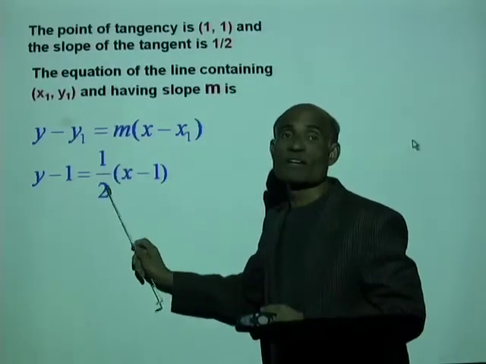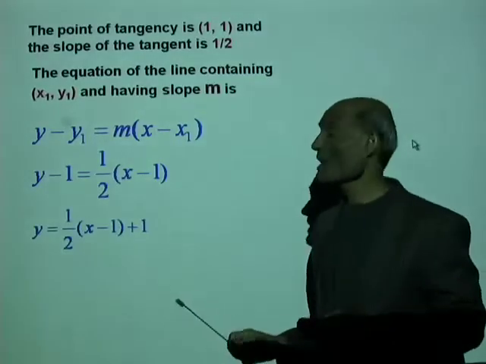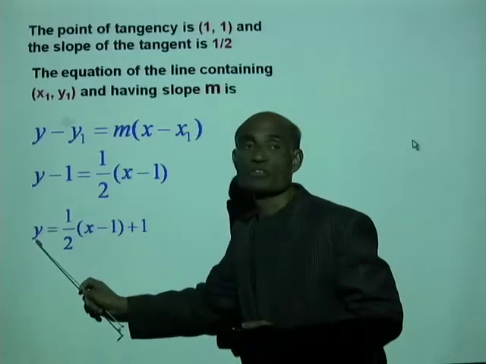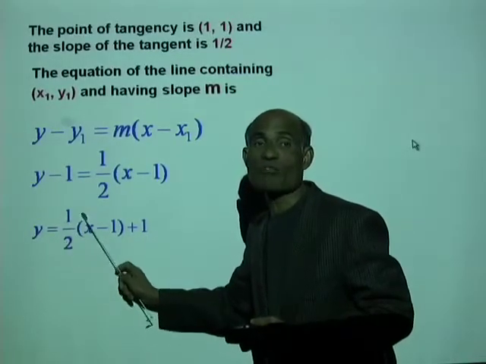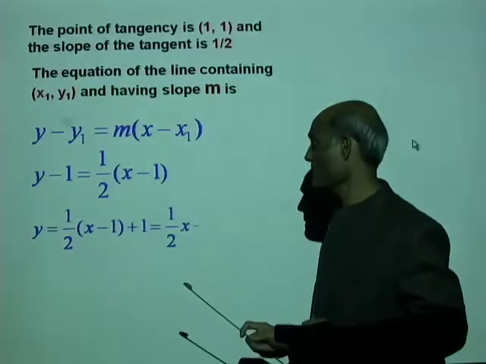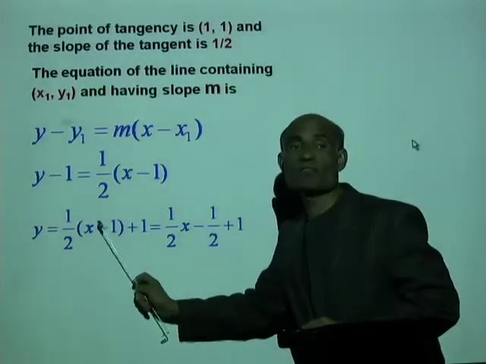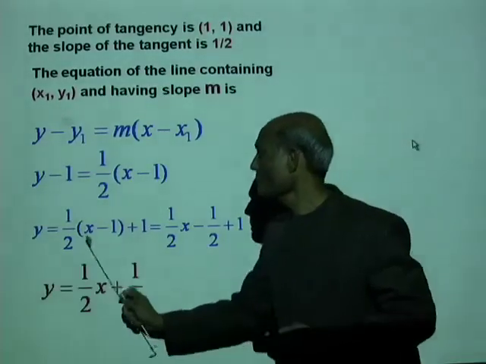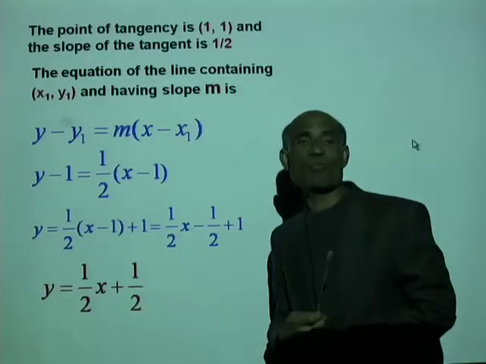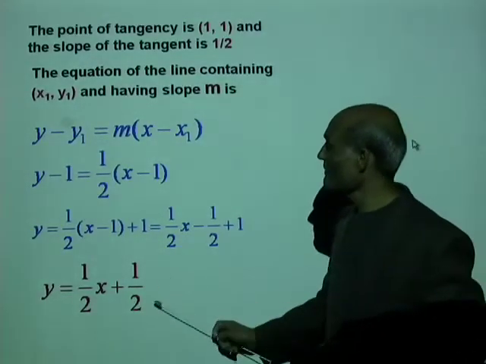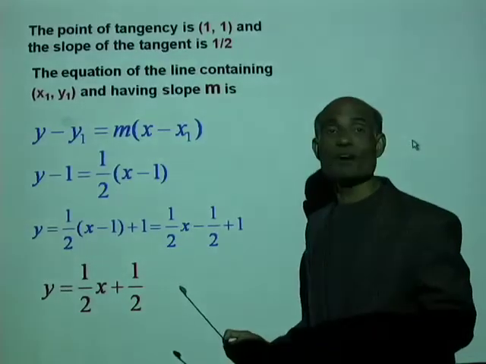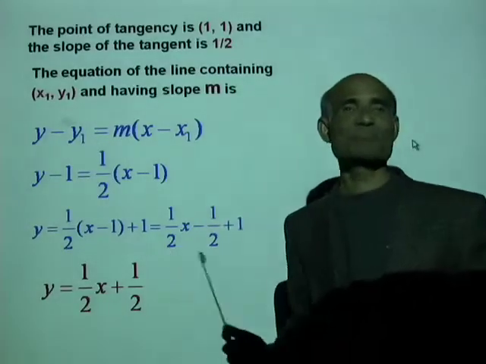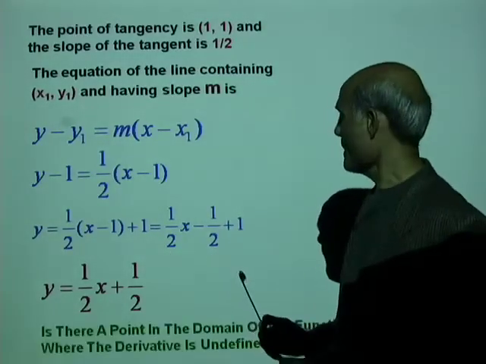y minus 1 equal to 1/2 times x minus 1, and take the 1 to the right hand side. We get y equal to 1/2 of x minus 1 plus 1. Distribute that 1/2. That will be 1/2 x minus 1/2, or that will simplify to y equal to 1/2 x plus 1/2. And this is the equation of the line. And this is the equation that we saw in the graph that I produced in the previous slide. Okay.